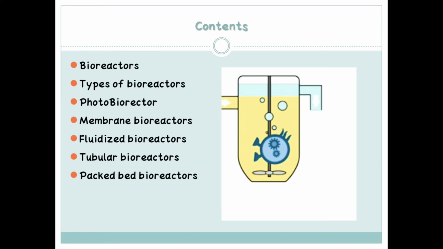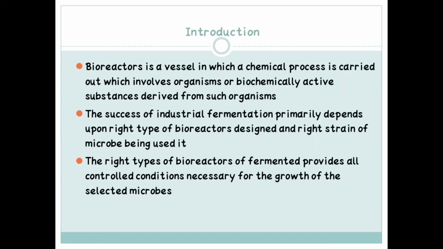Content: Introduction about bioreactors. Types of bioreactors. There are many types of bioreactors, but in our syllabus there are five types: photobioreactor, membrane bioreactor, fluidized bioreactor, tubular bioreactor, and packed bed bioreactor.